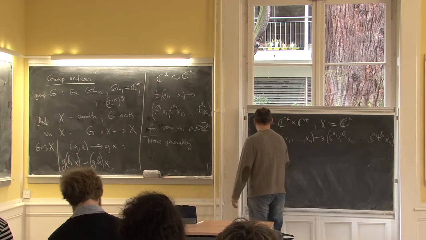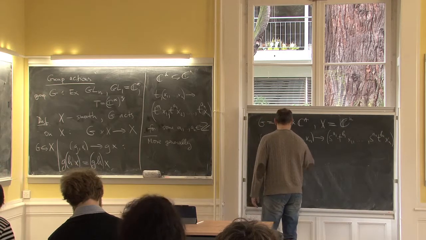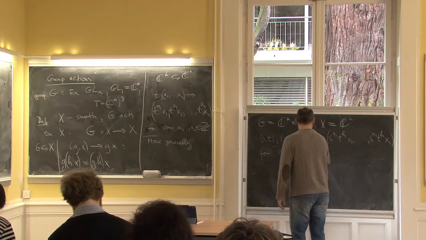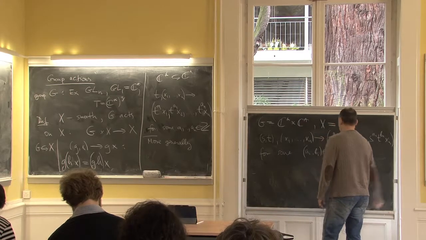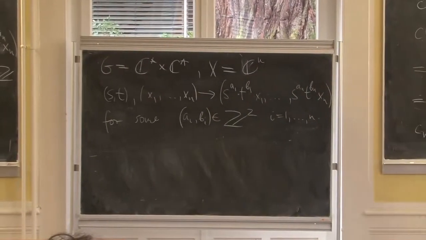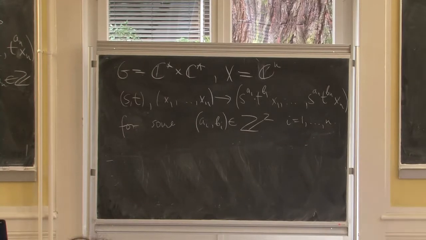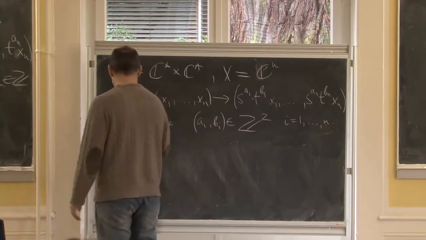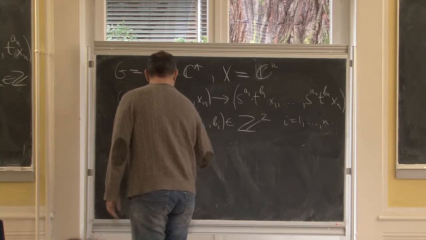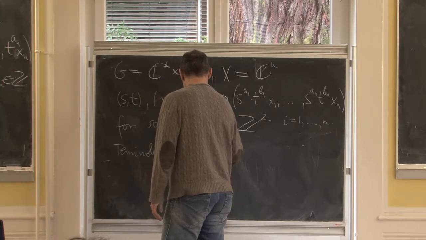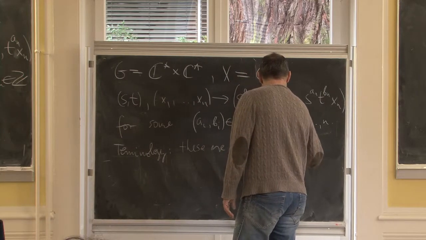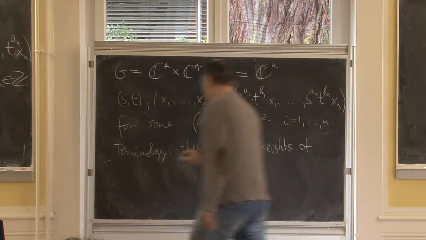For some, so this is now I'm giving you examples. For some ai, bi, now in Z squared, so pairs of integers. Okay? So this is now examples of actions on vector spaces. Now just this is terminology. These are called the weights of the torus action.